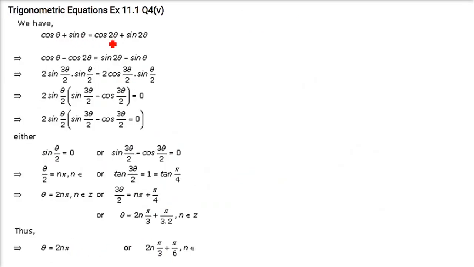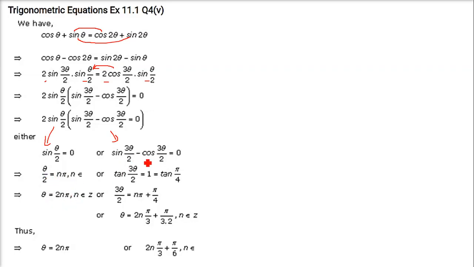Cos theta plus sin theta is equal to cos 2 theta plus sin 2 theta. Now we are bringing cos here and sin here. So we get cos theta minus cos 2 theta is equal to sin 2 theta minus sin theta. Now we use the cos C minus cos D and sin C minus sin D formulas. So we get this thing, and take 2 sin theta by 2 common from here. So what do you get? Either sin theta by 2 is 0 or sin 3 theta by 2 minus cos 3 theta by 2 equal to 0. So sin theta by 2 equal to 0, that means theta by 2 equal to n pi. Multiply both sides by 2, you get theta equal to 2n pi.